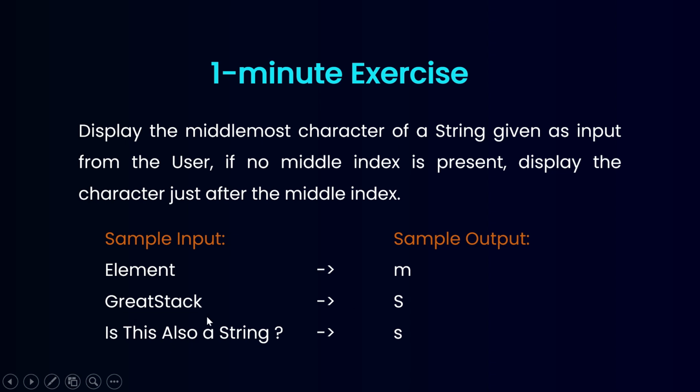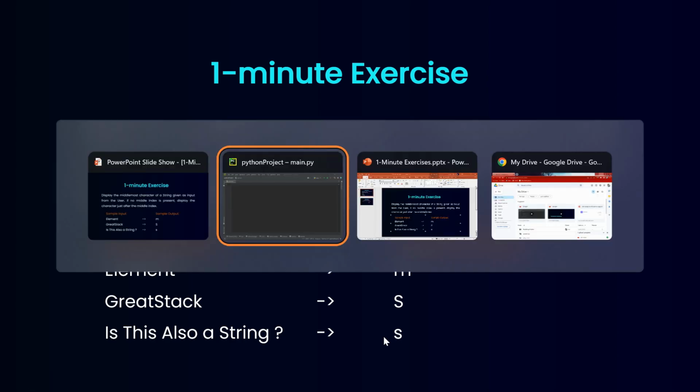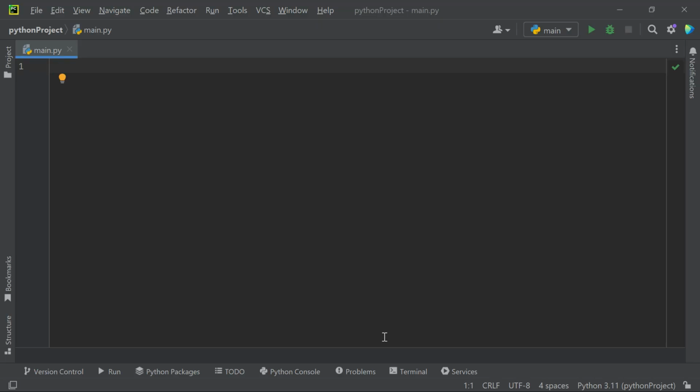Again we have this GreatStack where 5 characters are on this side, 5 characters on this side, but no character in the middle. So I have to print just the character right after this middle point, that is S. And even if we have such a string, S comes to be the middlemost element, so we have to print this. So let's go to the real coding.